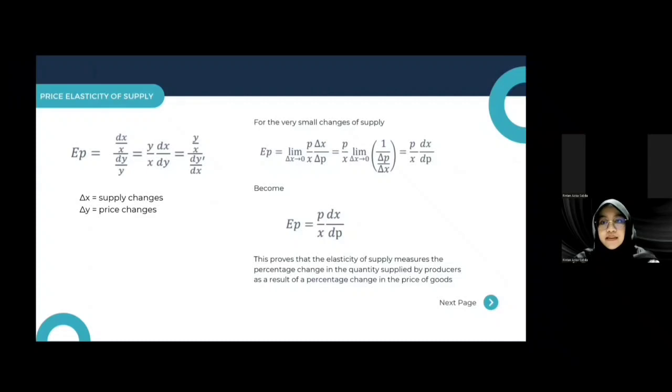Next is price elasticity of supply. It is the same as the elasticity of demand. Delta X means supply change, delta Y is price change. For the small change in supply, delta X becomes 0, so the elasticity of supply becomes a limit model, and the formula becomes EP equals P per X times dx per dp. This proves that the elasticity of supply measures the percentage change in the quantity supplied by the producer as a result of a percentage change in the price of goods.